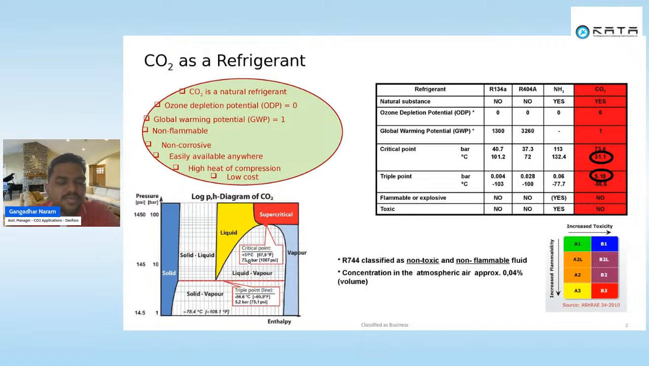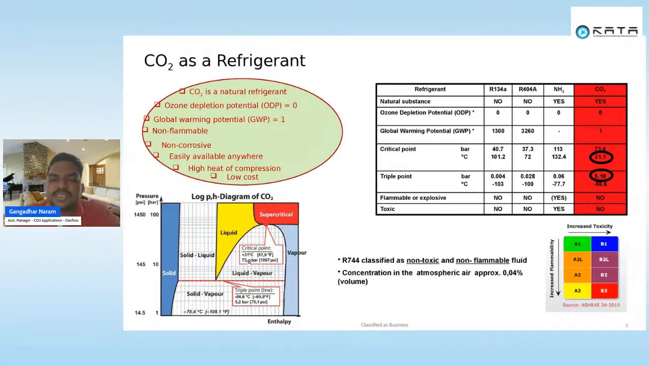The triple point of CO2, in general, is minus 56.6 degrees Celsius at 5.2 bar. So below the triple point, there is no liquid; only solid and vapor phases will exist. Above the critical point, there is no clear distinction of liquid plus vapor phase change. Liquid is directly converted to vapor. So these are the definitions of the critical point and triple point of CO2.